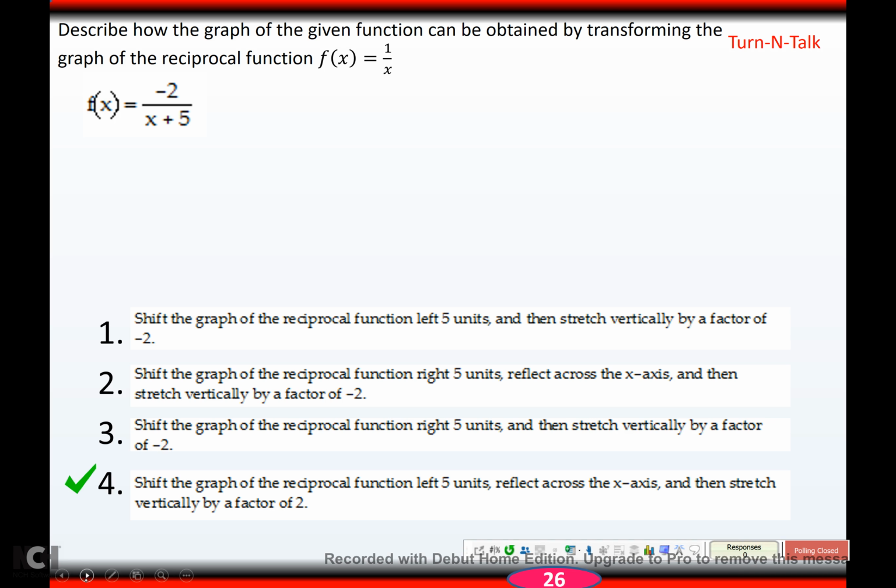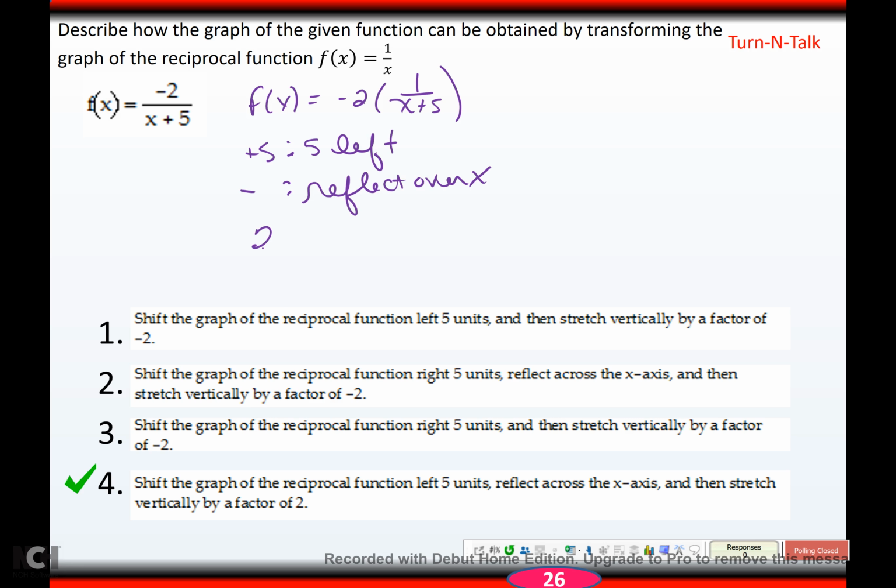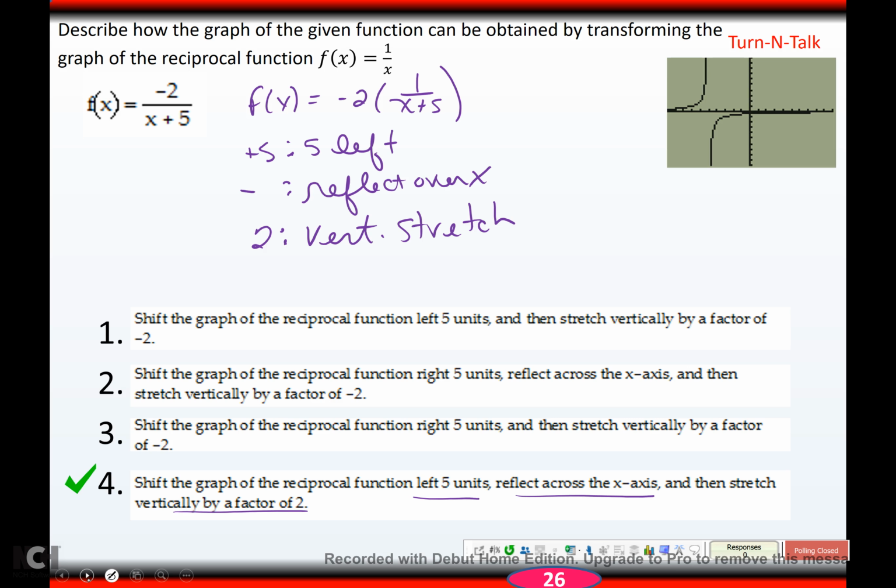And hopefully you got 4. Okay, I can rewrite this function as -2 times 1 over x plus 5. So that tells me that the positive 5 is going to move this thing 5 left. The negative is going to reflect over x, and the 2 is going to be a vertical stretch. Okay, so left 5, reflect over x, stretch by 2. Alright, and there's the graph to prove it.